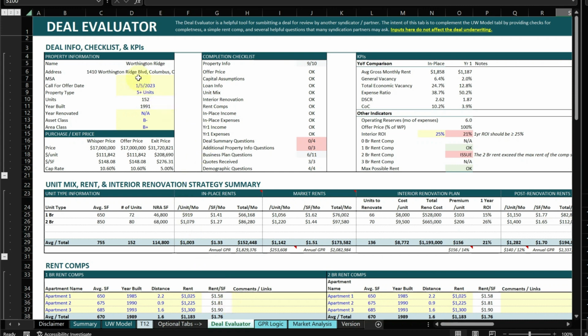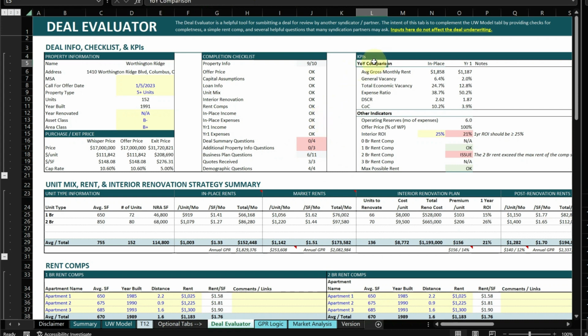Very few inputs on this tab as far as data is concerned. Just additional information around the property: what MSA it is, when is the call for offer date, what is the property type, asset class. And then this is the completion checklist. What this is doing is looking at your underwriting and making sure that you have your in-place income done, your year one income, your year one expenses filled out. It's looking at a lot of the questions below to see what questions have been answered for completeness.